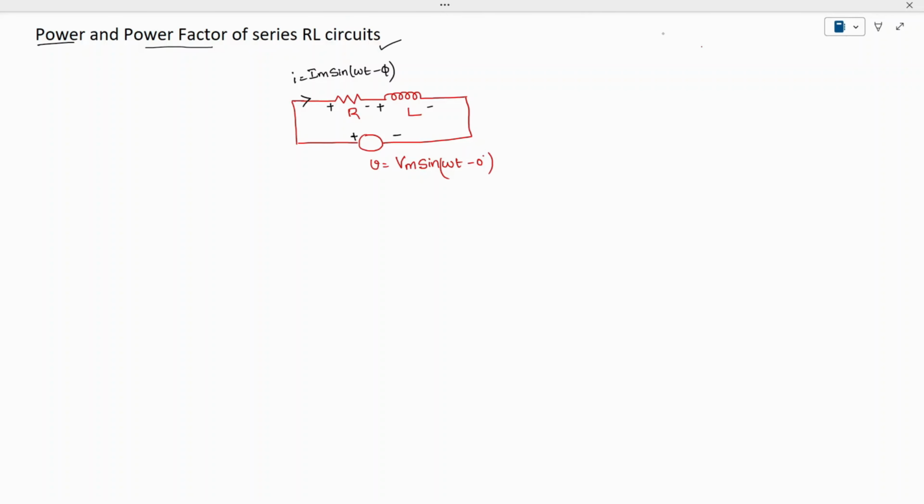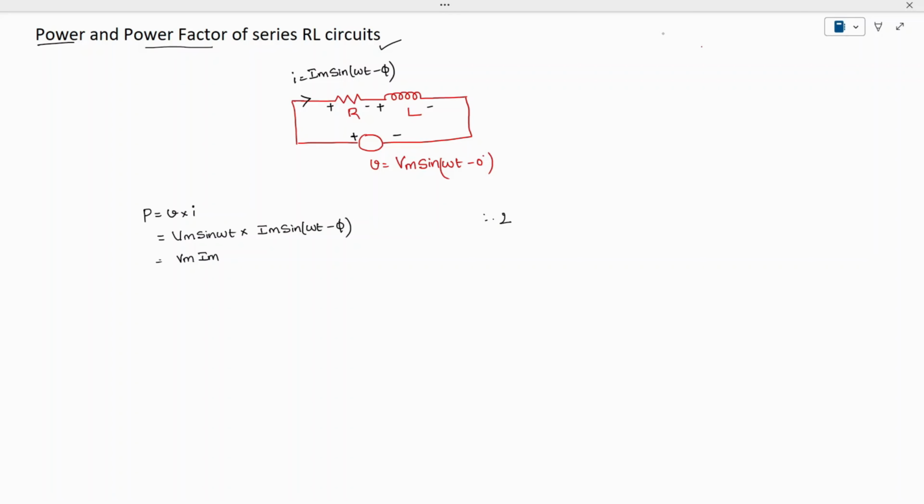Okay, so the formula for power: power is equal to instantaneous voltage multiplied with instantaneous current. The instantaneous voltage we can write as Vm sine omega t, and current we can write as Im sine of omega t minus phi. So in order to combine all this, I can take Vm into Im and the remaining. So this is the formula.